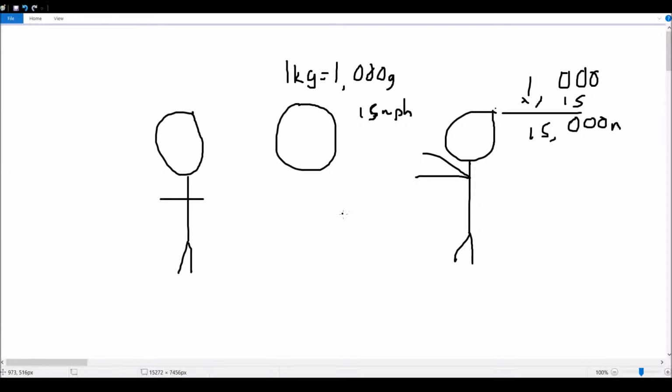15,000 newtons. Now, this rock, thankfully, will hit the ground before it hits his knee. Now, if this rock were to hit his knee, it would probably break his leg, and that's bad. So, again, this guy went and told on this person's mom, and he got in trouble yet again.